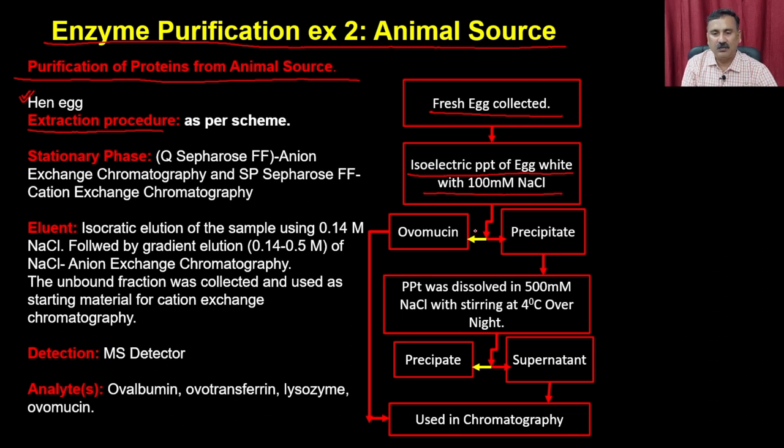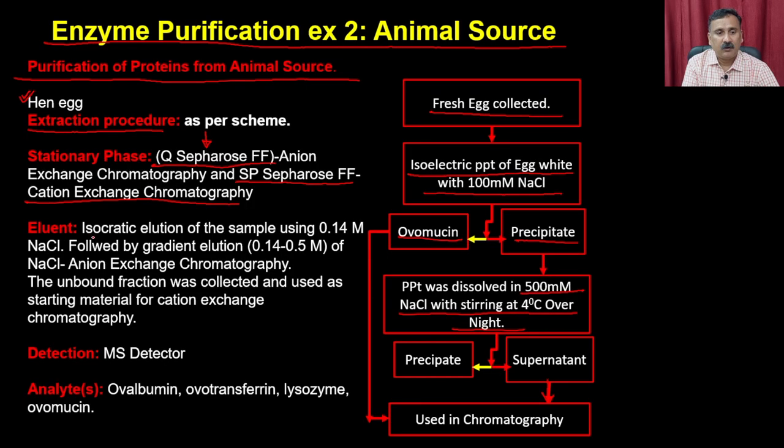That is going to give you two fractions, ovomucin and the precipitate. This precipitate you dissolve in 500 millimolar NaCl with stirring at 4 degrees overnight, and that gives you some amount of precipitate and the supernatant. That supernatant you use for further chromatography. The supernatant you load onto a Q Sepharose, an anion exchange chromatography, followed by SP Sepharose, which is the cation exchange chromatography.